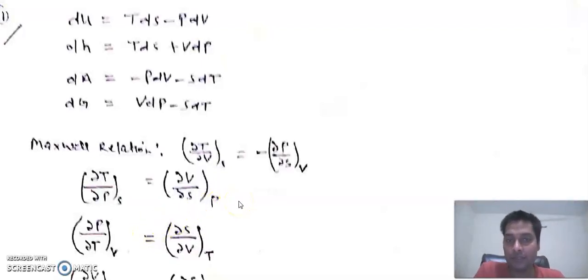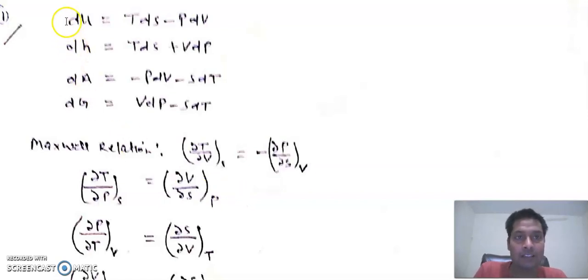In today's class, we will discuss how to calculate the change in enthalpy for a real gas, and second, the variation of enthalpy for a real gas as compared to an ideal gas. But before we begin, we quickly revise what we have done in our previous class.